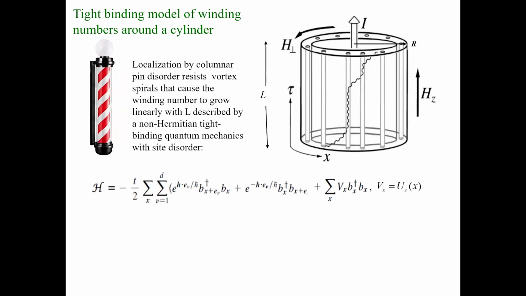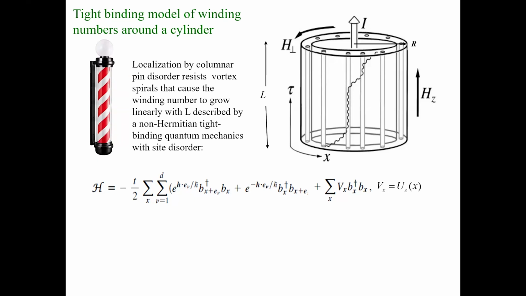And this is a tight binding model that is designed to sort of get at this question: does it tilt or does it not tilt? And it's done in terms of boson creation and destruction operators that are living at the sites of this columnar pin lattice. We simplified the problem in the way that actually Phil Anderson originally did, and put an on-site random potential, but you get the same results if you have random hopping.